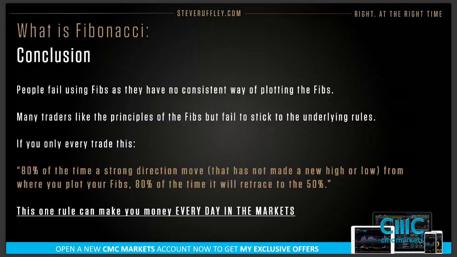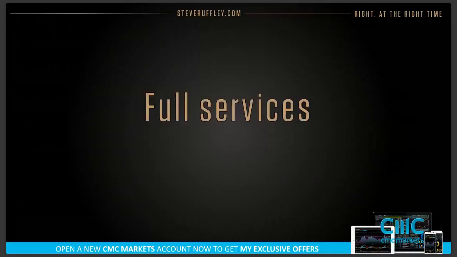Conclusion. Well, people fail using fibs because they don't have a consistent way of plotting them. I've shown you straight off the bat, you have to pick an absolute high, you have to pick an absolute low, yep, and the market cannot go above or below that while you're sticking to the 80% Fibonacci rules. Yep, you cannot. And it has to be a strong directional move, which I've shown you, a strong trend, or it has to be a breakout candle, an extended move, which again, I'll show you in the VIP webinars, right? 80% of the time, I'm telling you, a market will retrace that 50%. So all you have to do is be able to pick a high and a low, pick the self-fulfilling nature of that movement and put your fibs in.